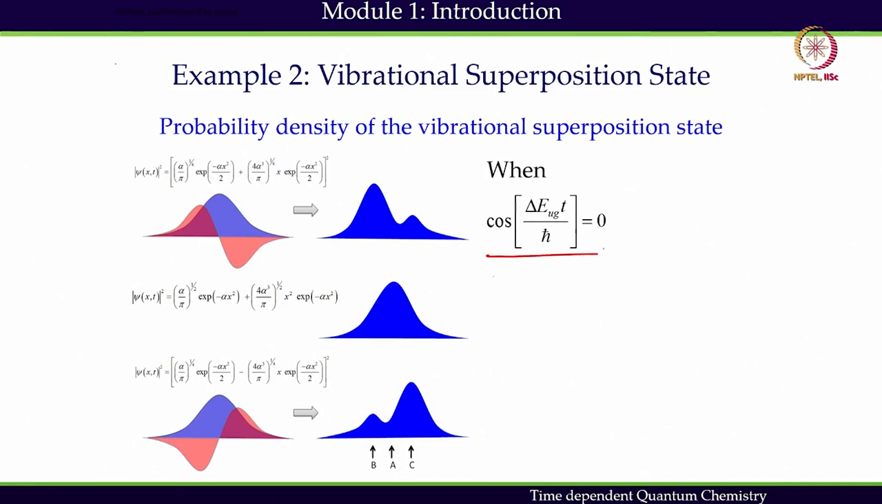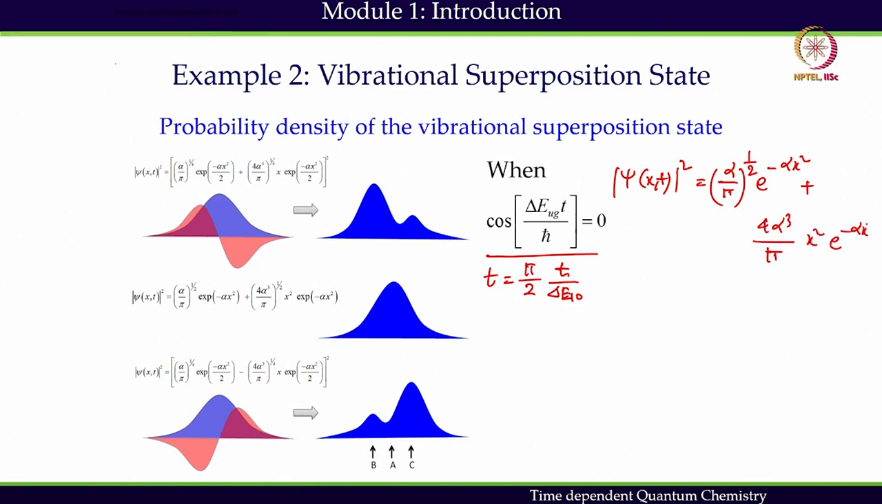And if we make the cos value 0, it means that I have t equals pi by 2 h cut divided by delta E 1 0. So, I have this psi x t density equals alpha by pi to the power half e to the power minus alpha x square plus 4 alpha cube divided by pi x square e to the power minus alpha x square. So, I have these two functions adding, and if we add these two functions, what we have is that all would be positive. And adding these two functions, it means that I have all a square basically.